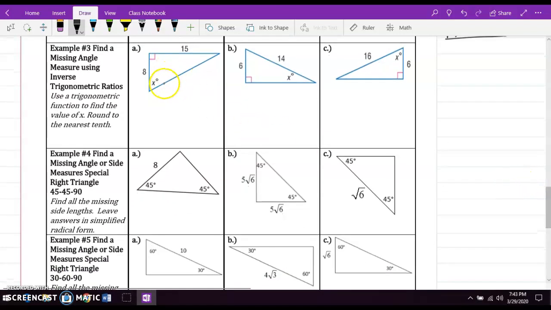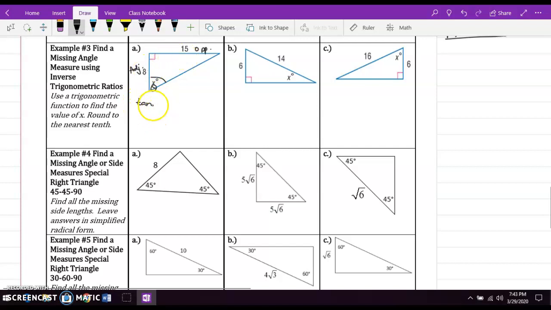Example number 3. In these examples, we're actually looking for an angle now. So the unknown value of x is actually my theta. So I do not know theta, but I know 2 of the sides. Again, I'm not interested in finding the hypotenuse, but I know that the opposite side of theta is the 15, and the adjacent side is 8. So this tells me, knowing the opposite and the adjacent side, to use tangent.